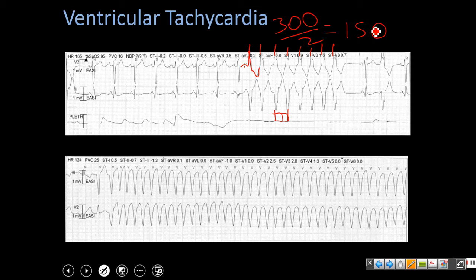Now look at the bottom strip. Well, that's much faster. It looks like maybe a box and a half between R to Rs. So if we take 300 divided by 1.5, we're looking at about 200 beats per minute. So that's much faster. And that looks sustained.